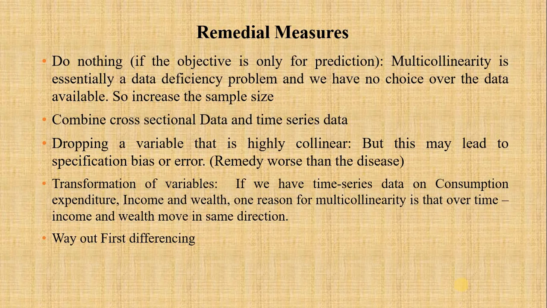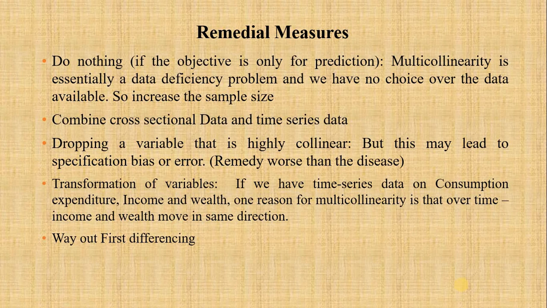So multicollinearity is essentially a sample phenomenon, or it's called micronumerosity. Multicollinearity is essentially a sample phenomenon, and we don't have a choice over it. So you don't need to do anything if your objective is prediction.